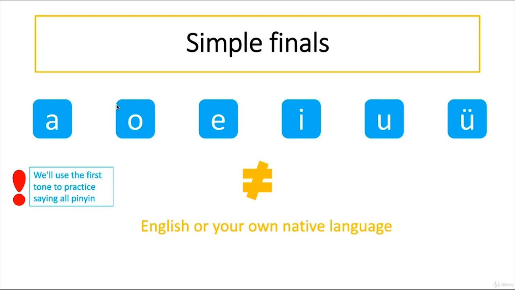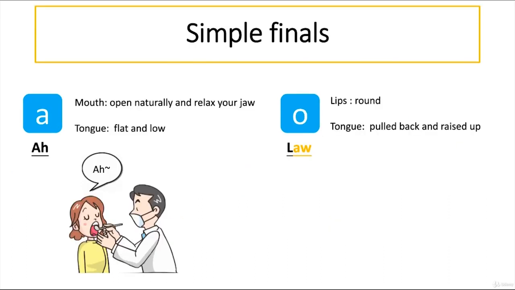So the first one, ah, read after me, ah. When you pronounce ah, open your mouth naturally and relax your jaw. Kind of like when you're at the doctor's and he makes you say ah, and also place your tongue flat and low. Read it one more time.